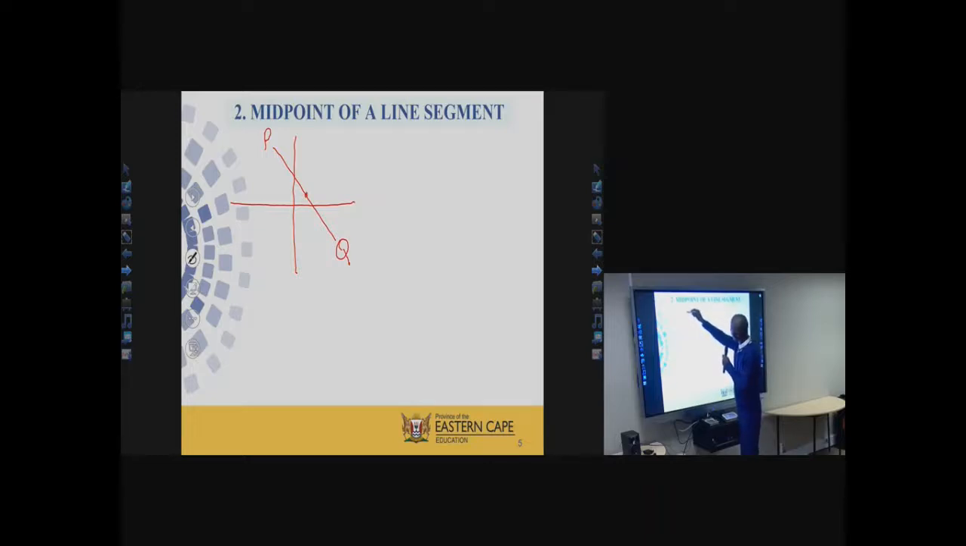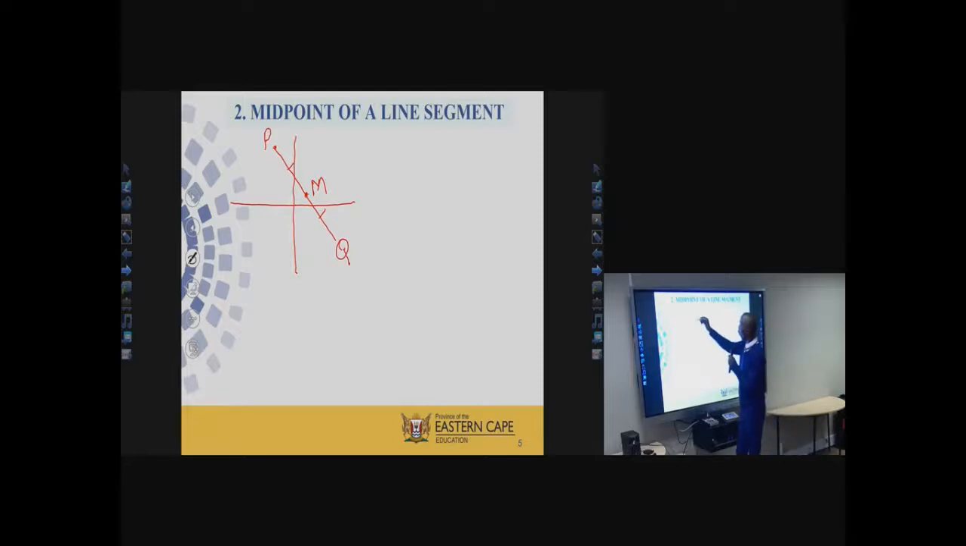That means the distance between P and this point, and between Q and that point, is the same. So I'm going to call it point M. So it means PM is equal to QM. That is, the distance between P and M is the same as the distance between Q and M. Then we call point M the midpoint of that.